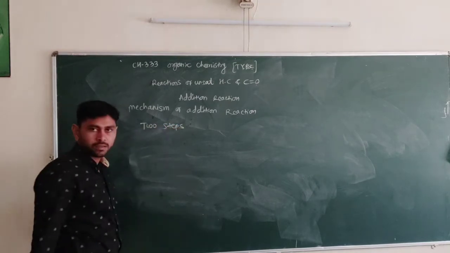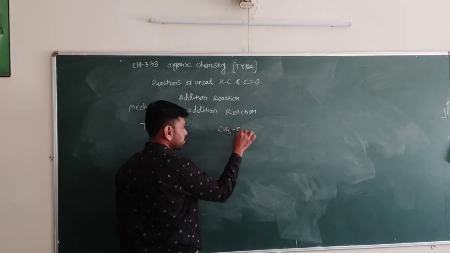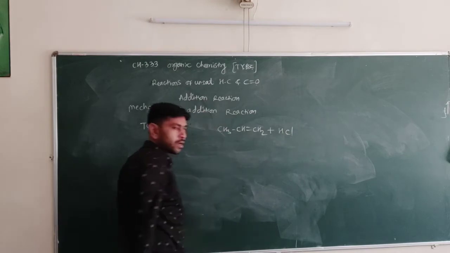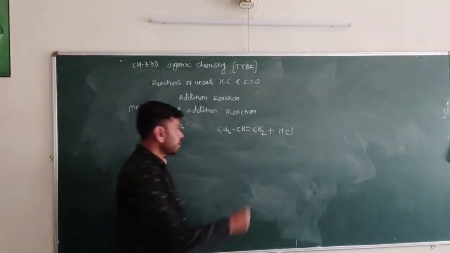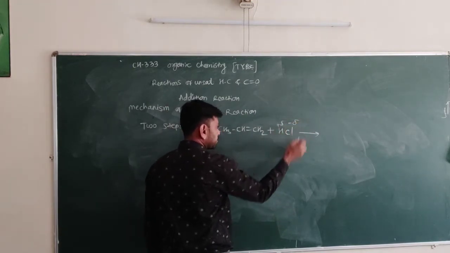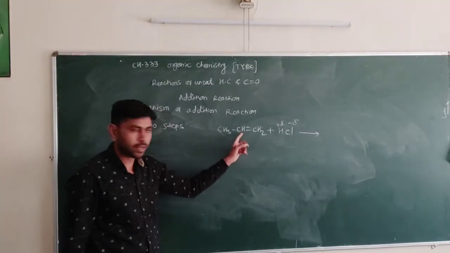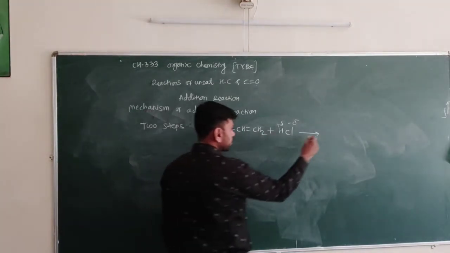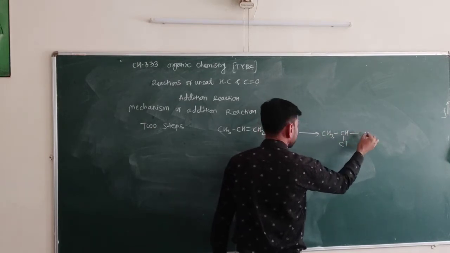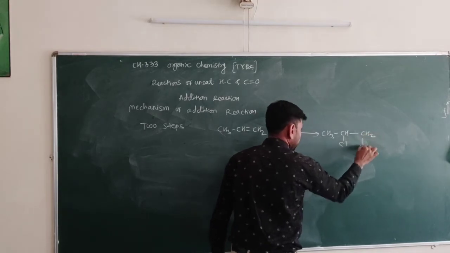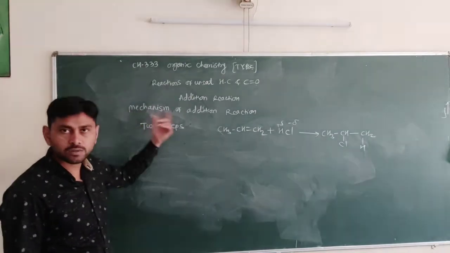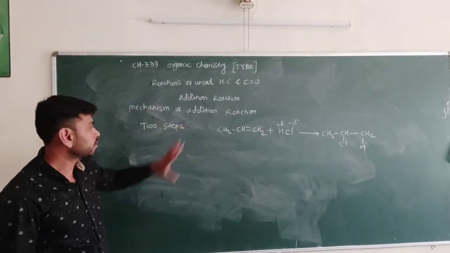Suppose this is the general reaction. We have taken propylene and any electrophilic reagent such as HCl added to this one. Then the positive part and negative part of this reagent attach across the carbon-carbon double bond: the negative part attaches here, the positive part attaches here, and we get the addition product. Now how does this reaction occur, what is the mechanism of this reaction, that we have to find out here.